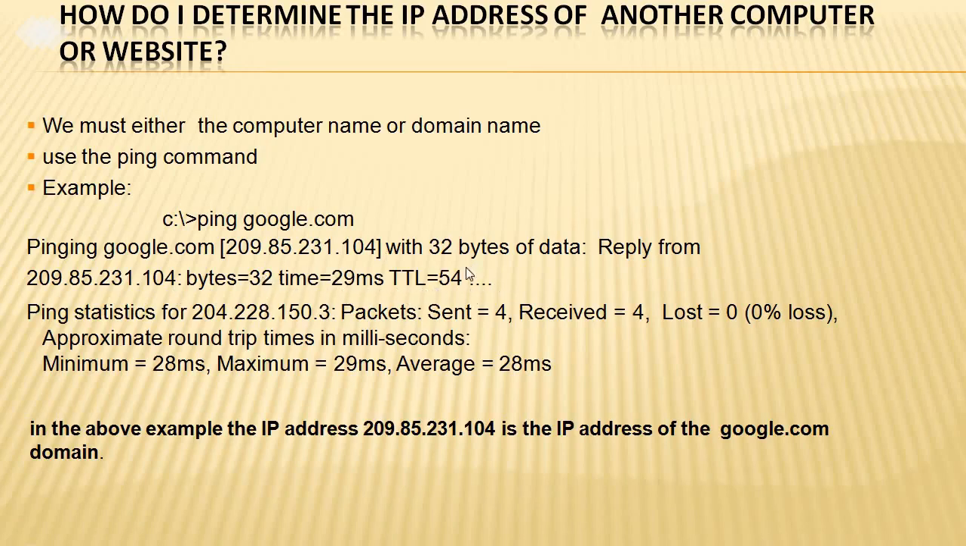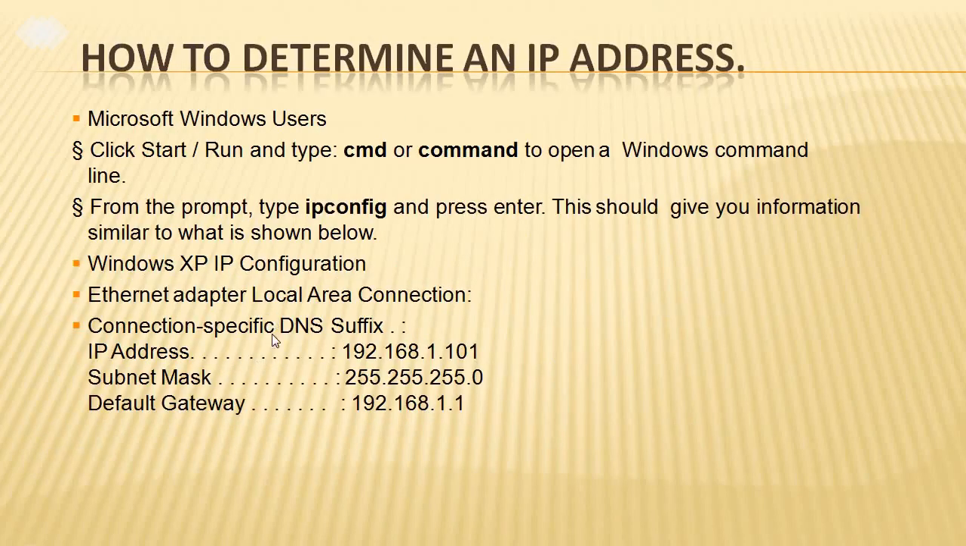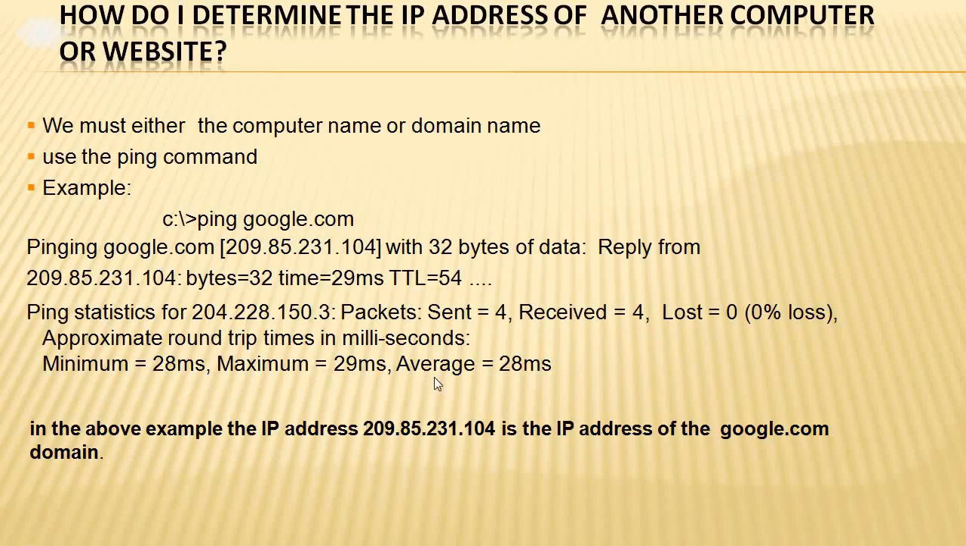This is the way by which it shows the subnet address, default gateway and their IP addresses. The round trip times are minimum 28 ms, maximum 29 ms and average 28 ms. So with the above example, the IP address of the Google domain can be shown. When you enter the ping command for Google, it will show the IP address of google.com.